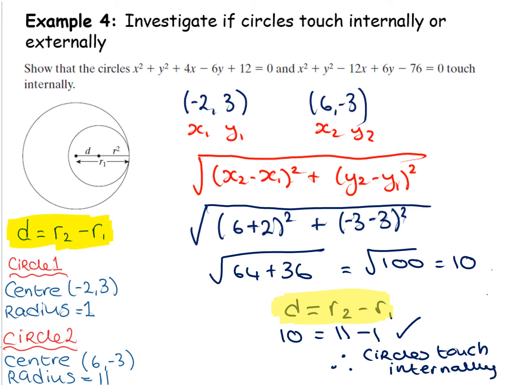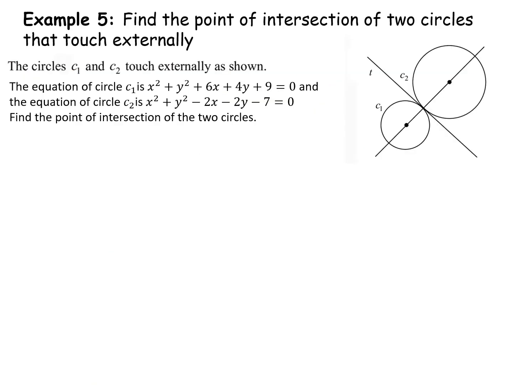So a good idea for questions like this is to have a little sketch done out. What does it mean about touching internally? What does it mean about touching externally? So now that we've discussed circles that touch internally and externally, I'm going to show you a second method where we can find the point of intersection of two circles that touch externally.